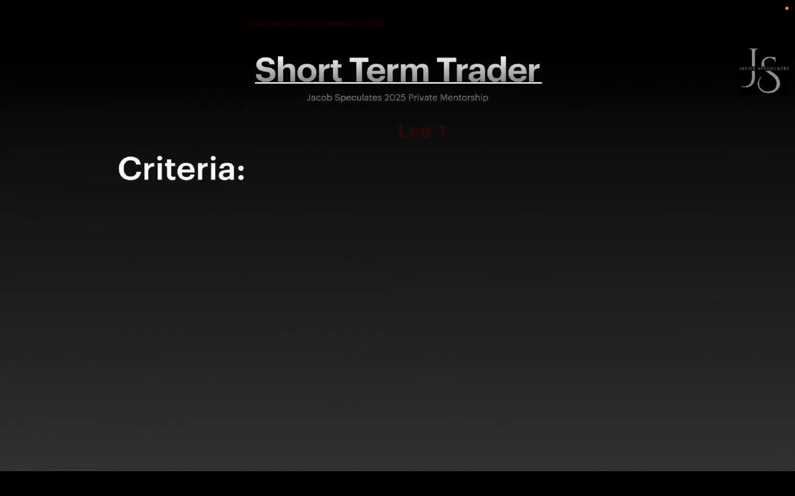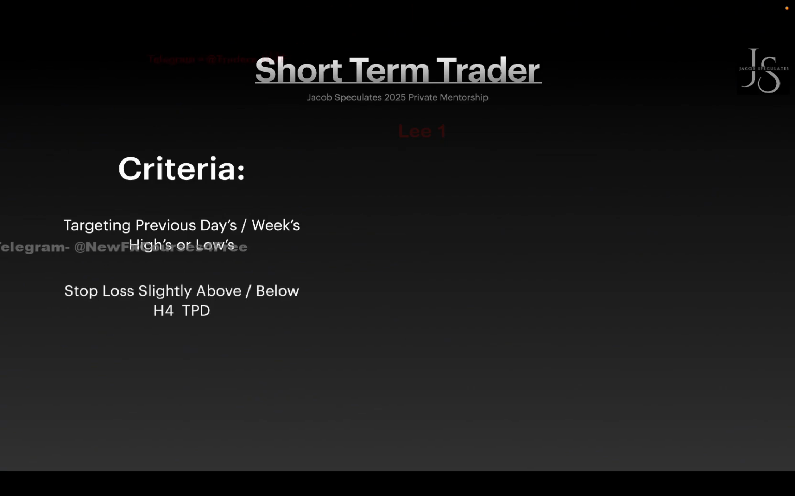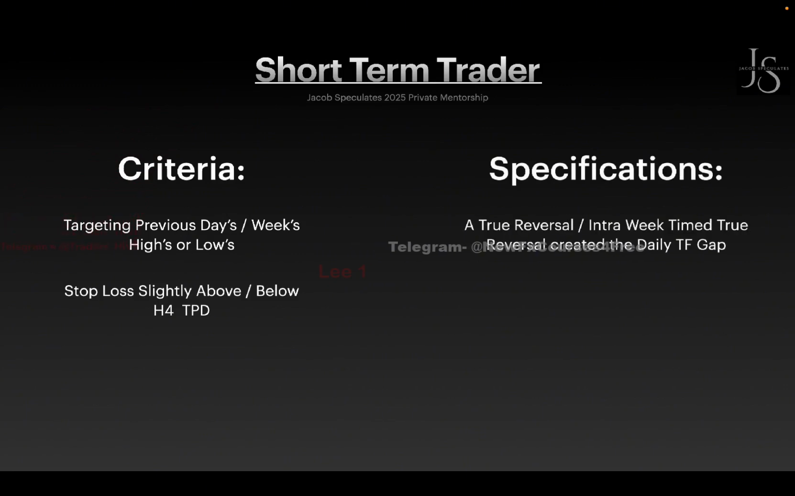Now looking a little bit closer, the criteria is you're targeting previous days or weeks, highs or lows, and your stop loss is slightly above or below the 4-hour TPD. And the specifications for the short-term trader is a true reversal or intra-week timed true reversal created the daily time frame gap, and the highest probability TPD will be of the order of operations 2 a.m. 4-hour TPD. Now it can occur with any of the 4-hour TPDs, but just keep in mind the highest probability ones will be within the 2 a.m. 4-hour TPD. And you guys already know why.